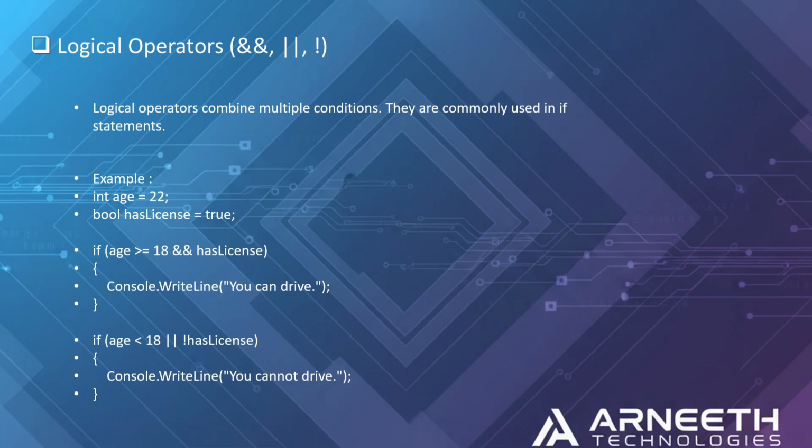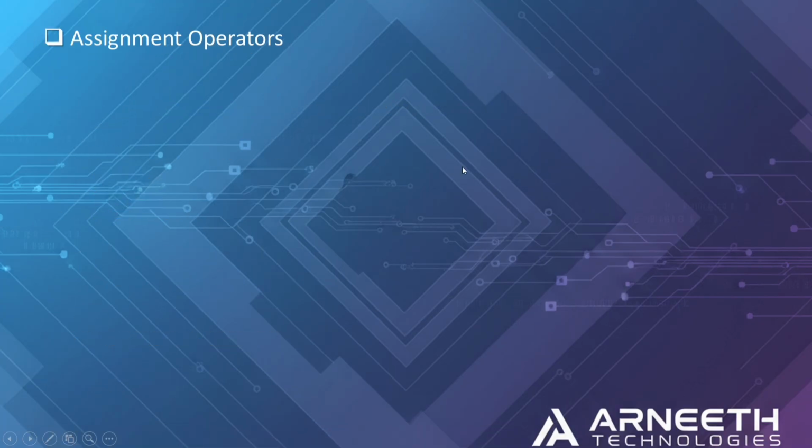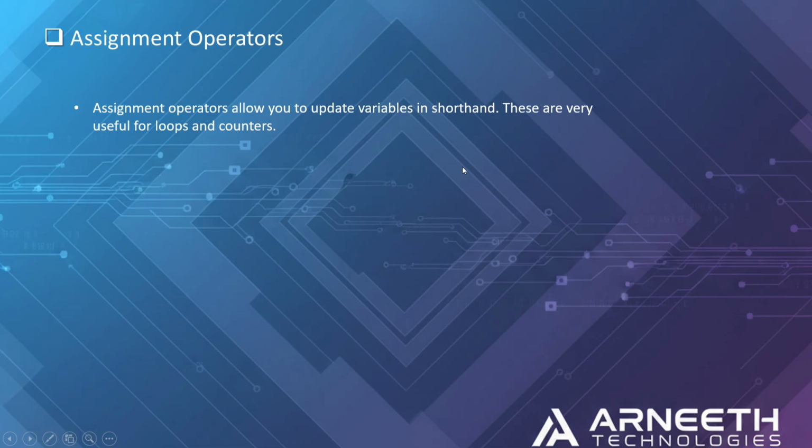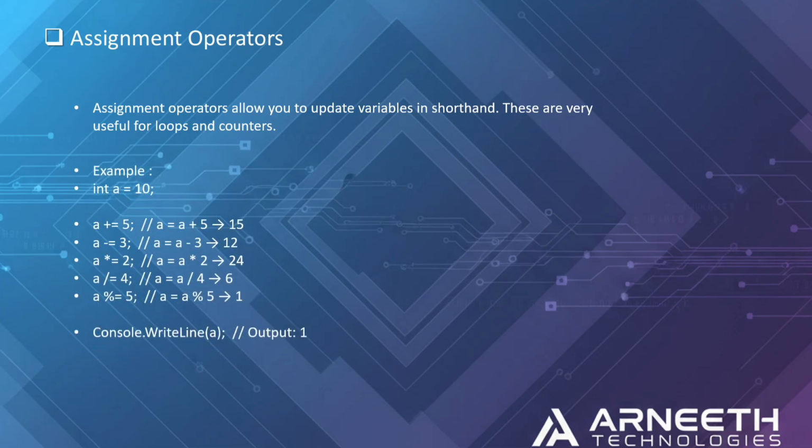Nice. So basically next is assignment operators. What are assignment operators? Assignment operators allow you to update a variable in shorthand. These are very useful for loops and counters. So basically when we are using loops, right? What types of loops do we have? We have the for loop, the while loop, and the foreach loop. These are the types of loops we have, right? So for example, assignment operators work like this. We can see this example in Visual Studio and how the result works.